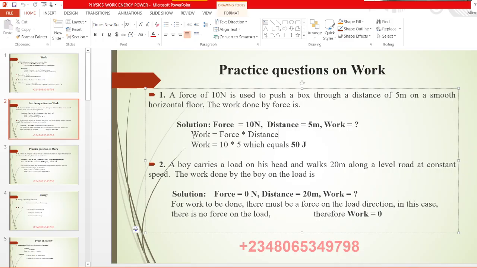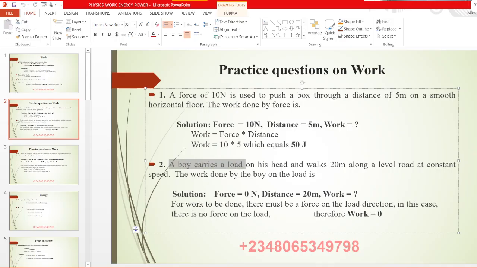So the formula for work is force times distance. And we have the force to be what? 10 newtons, and the distance to be what? 5 meters, which equals 50 joules. Let's look at another question.